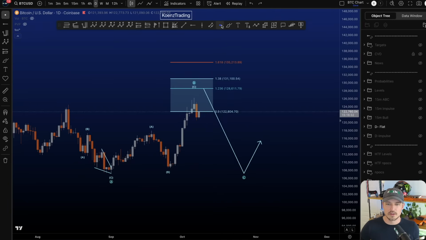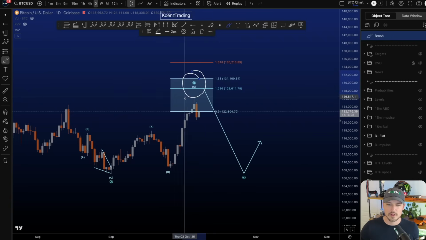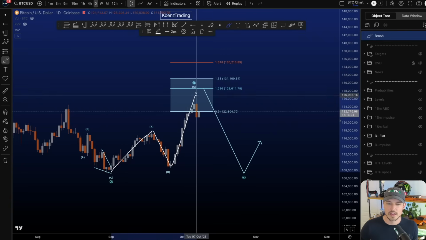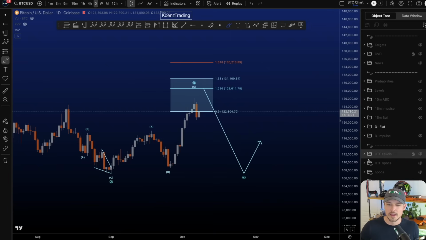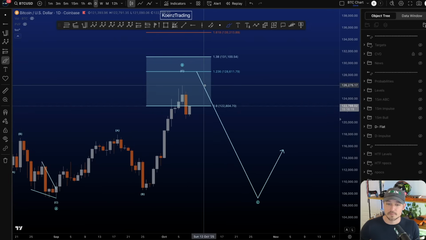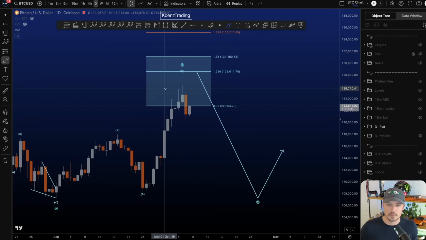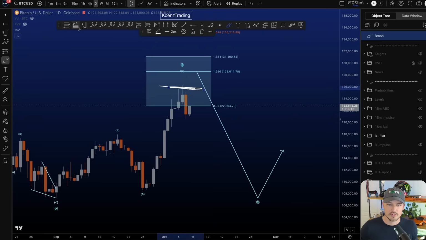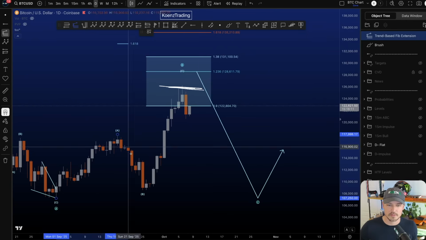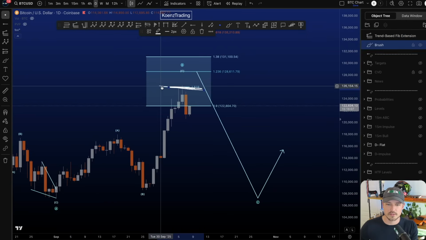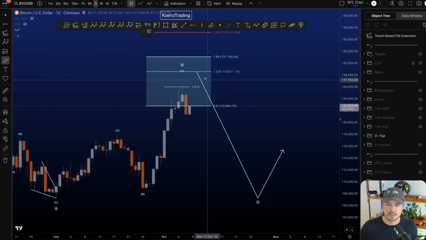Now in this scenario, the subwave count of B, A, B, C, the subwave count of B is then counted as a zigzag in a wave A, wave B, and you look for wave C. In this scenario, after wave C, we then want to see motive waves down. Now this wave C at the moment is reaching the 1.618 trend-based fib extension of wave A, which is still very much a target for a wave C.